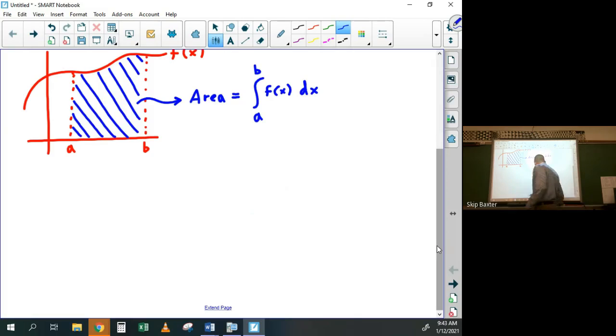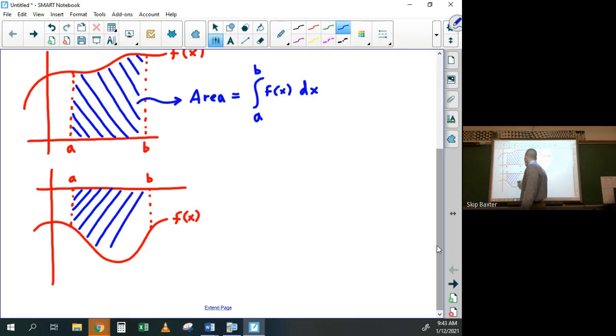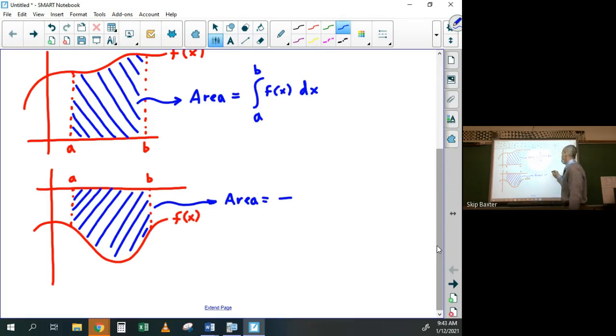All right. And then likewise, if I have a function that's below the x-axis, so say you have a function like this or whatever, f of x, here's a, here's b, and this area is just going to end up being the negative of the integral from a to b of f of x dx.